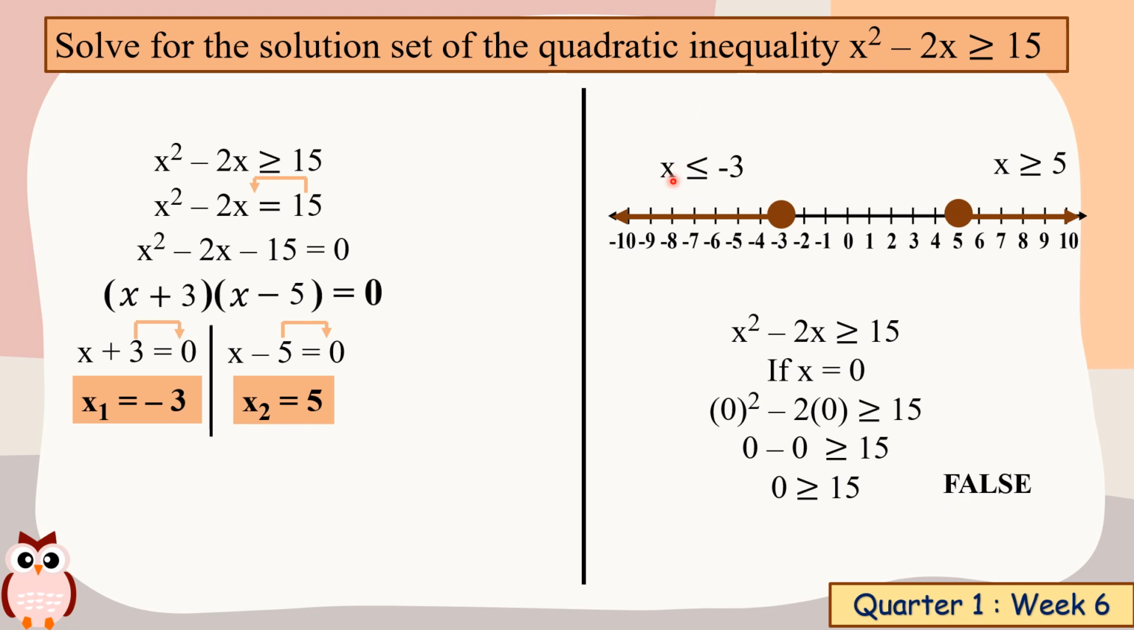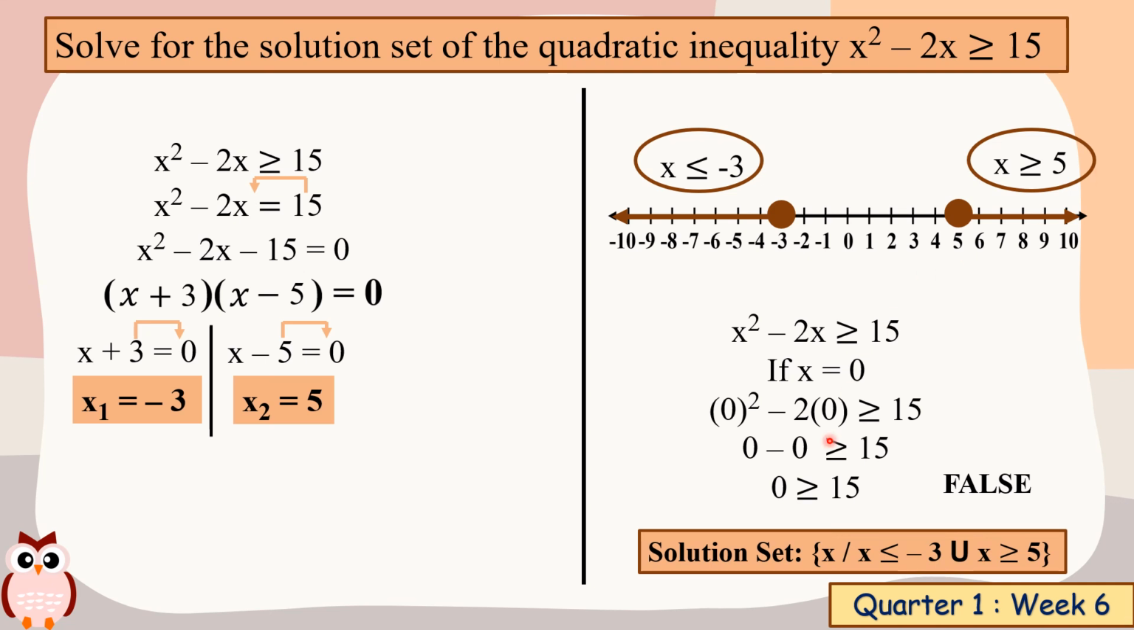Okay, so the solution set of the given quadratic inequality is the union of the values of x that is less than or equal to -3 and x that is greater than or equal to +5. So again, to write our solution set, we have to write here x such that x is less than or equal to -3, union with x is greater than or equal to +5. So again, that is on how we're going to solve for the solution set of the given quadratic inequalities.